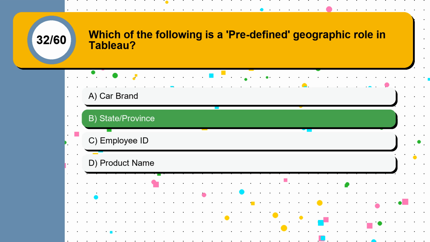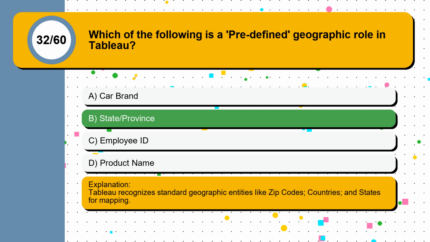The correct answer is option B, state/province. Tableau recognizes standard geographic entities like zip codes, countries, and states for mapping.